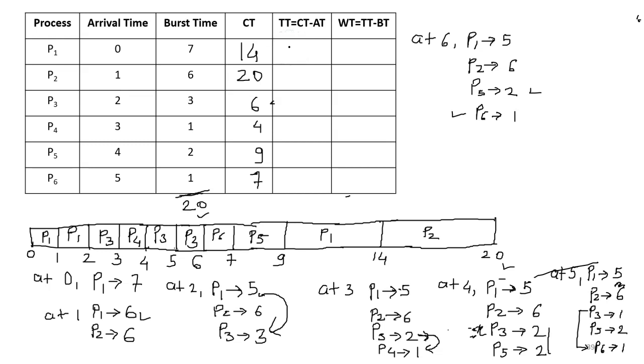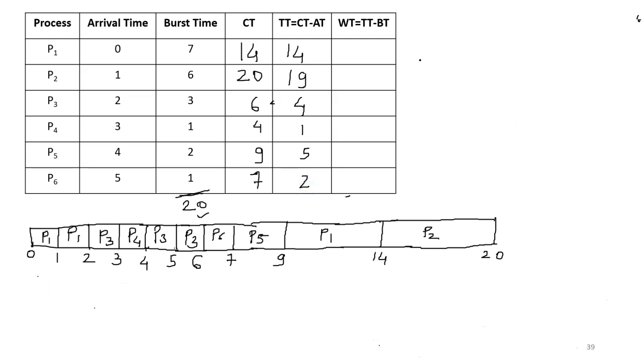For process P1 turnaround time is 14 minus 0, that is 14. For P2 it is 20 minus 1, that is 19. For P3 it is 6 minus 2, that is 4. For P4 it is 4 minus 3, that is 1. For P5 it is 9 minus 4, that is 5. For P6 it is 7 minus 5, that is 2.